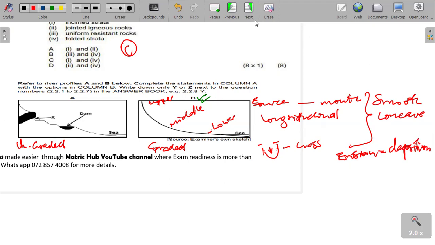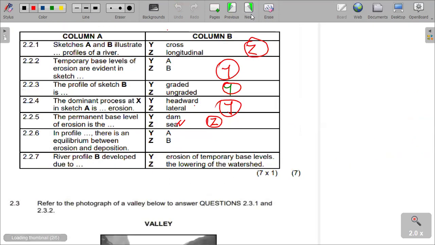So the question is saying, in profile dash, there is an equilibrium between erosion and deposition. It is in profile B that we have an equilibrium between erosion and deposition, so the answer is Z. The answer is Z because that is where we have a balance between erosion and deposition, which causes a river profile to be graded. Question 2.2.7, the river profile B developed due to dash.